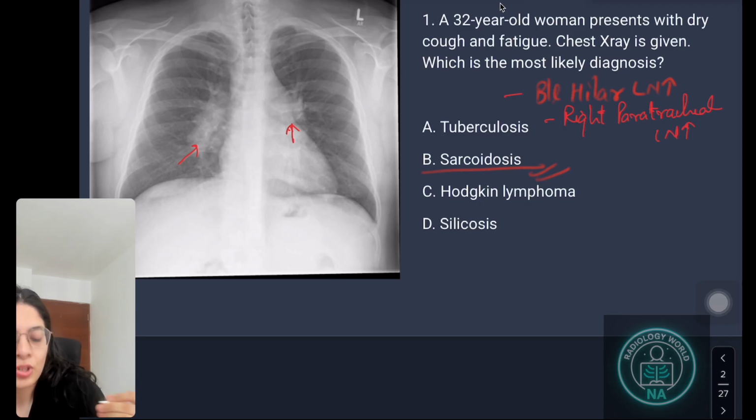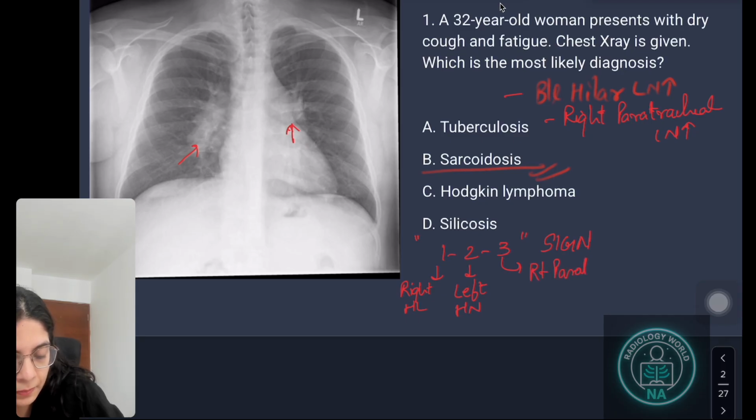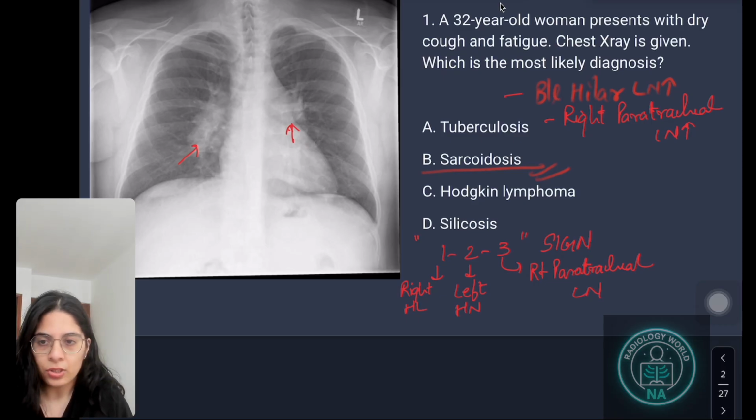Mind, this is also called the 1, 2, 3 sign. Okay, the 1, 2, 3 sign. Why is it called 1, 2, 3? 1 is for the right hilar lymph node, 2 is for the left hilar lymph node, and 3 is for the right paratracheal lymph node. Okay, so that is the 1, 2, 3 sign that is commonly tested on chest X-ray.